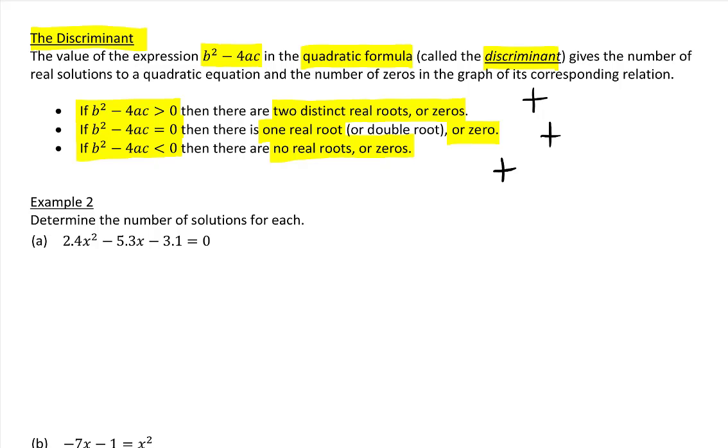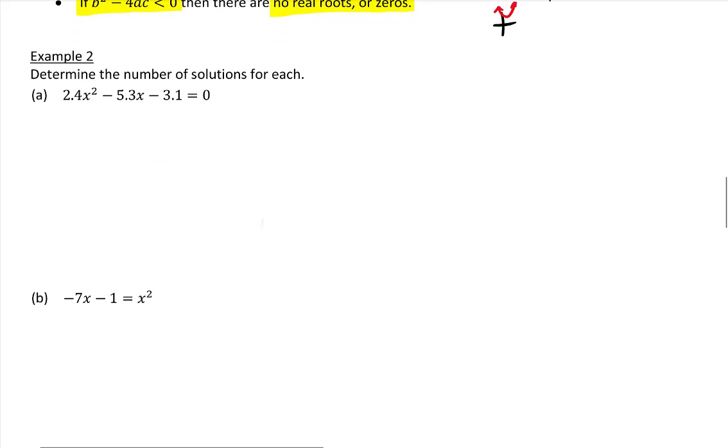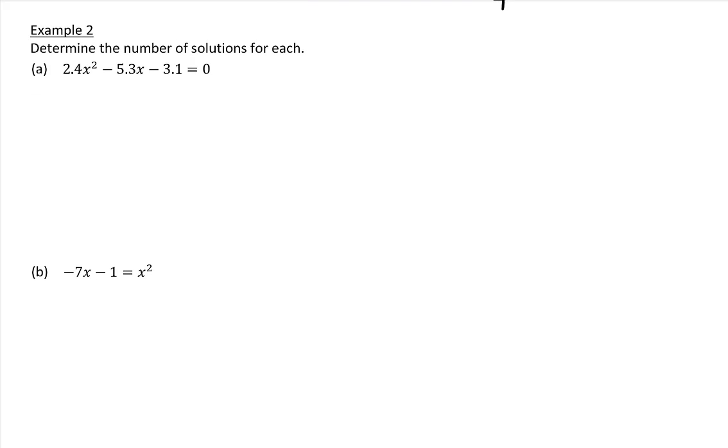So the first one is you have two real roots, it crosses twice. The second one, it touches once. And the third one, it does not touch the x-axis. So let's take a look at how to determine whether a solution has 0, 1, or 2 answers. Determine the number of solutions for each quadratic.